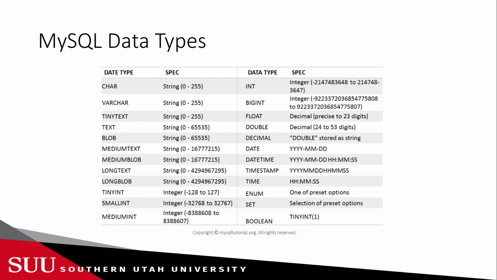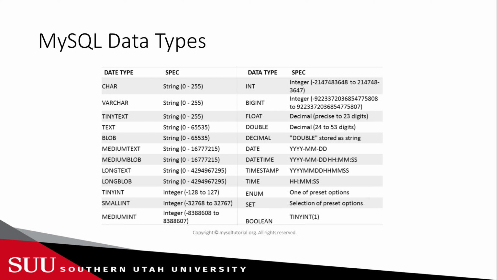Now for char and varchar, they hold strings from 0 characters to 255 characters. So when you see 0 to 255, that means minimum is 0, maximum is 255. You will have to specify the length though for those. Tiny text again, 0 to 255. Again, the most popular one is varchar. You can use whatever you want out of these.